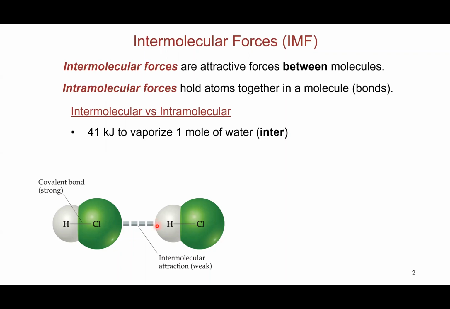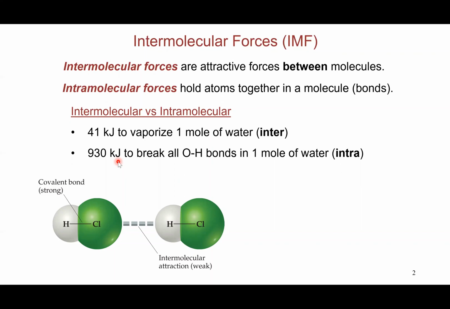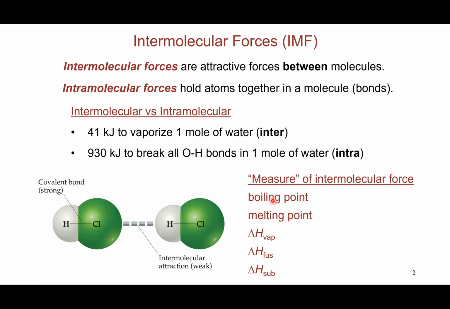And in order to vaporize 1 mole of water, you have to overcome the interaction between molecules. But if you want to break the bonds within the molecule in a molecule of water, you would actually need 930 kilojoules per mole of water. So the intermolecular forces are significantly weaker than bonding in any substance. And the direct measurement of the magnitude of intermolecular forces in any substance is associated with phase transitions. So anything that would require phase transition is going to have to overcome the intermolecular forces in the substance.